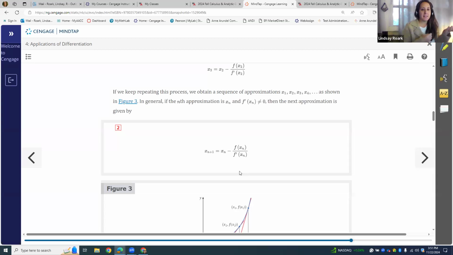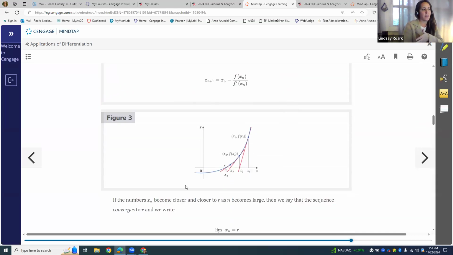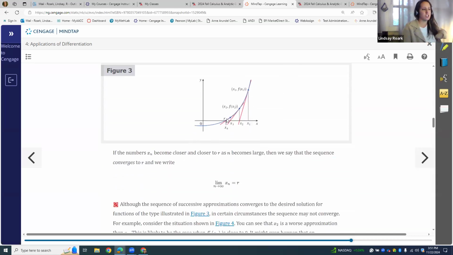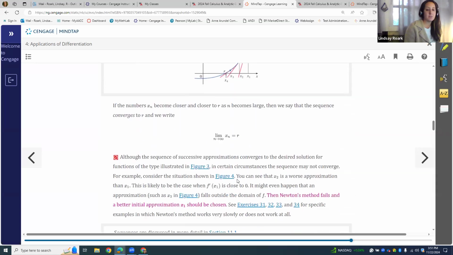Like in my mind, I think about it like this: to find the second one, you take x1, whatever your first x value is, minus f of that x value divided by the derivative of f at that first x value that you pick. Okay, and again, the graphs here just show how we can get closer and closer and closer. And then it says, okay, if we did this forever, we would get to R, right?